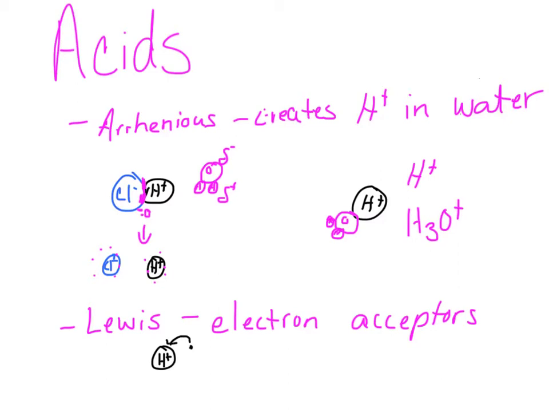So there's our little electron that wants to get onto our hydrogen. So these are our two definitions of acid. Arrhenius means that it creates H plus when we put it in water. Lewis says that no, acids are electron acceptors.